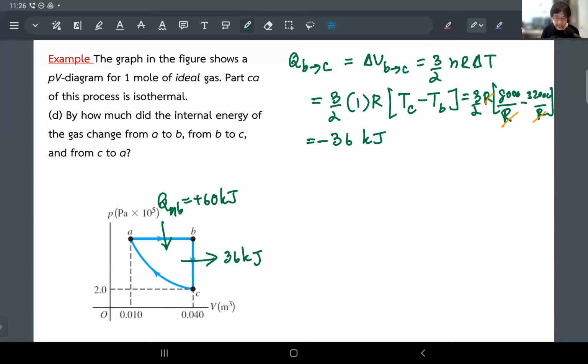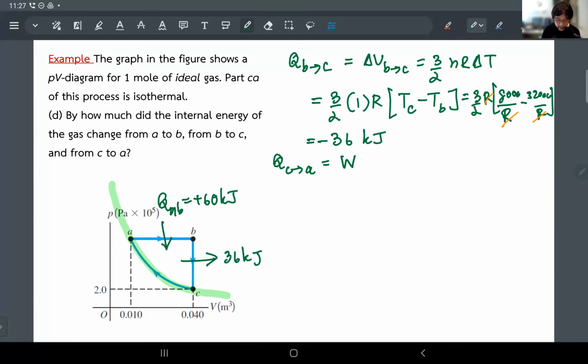All right, last portion. What about C back to A, guys? Heat from C back to A. But this one is good because it's an isothermal process. A and C have a fixed temperature. Delta U is gone. So from the first law of thermodynamics, heat from C to A is going to be the same as the work done from C to A.